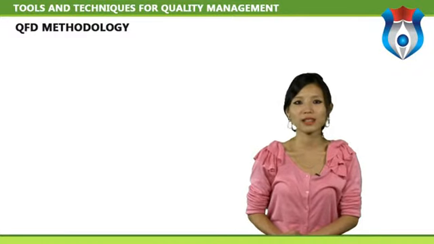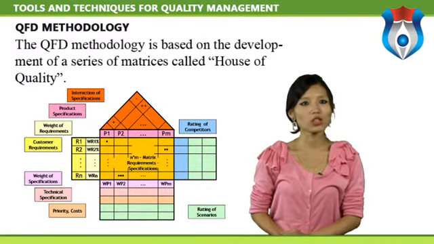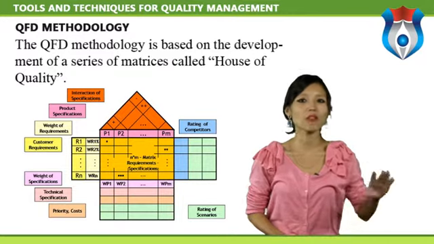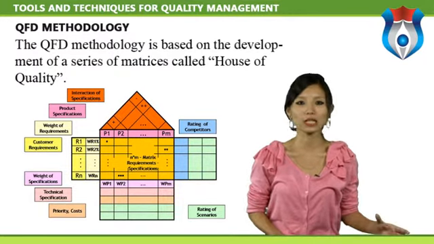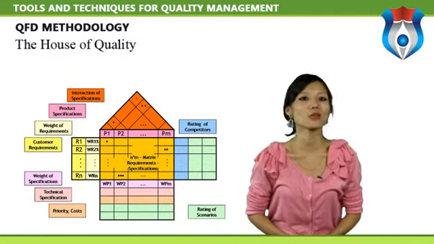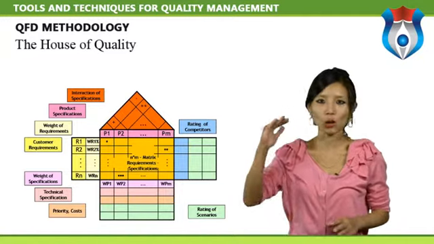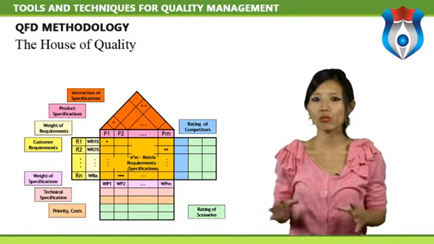Let us now discuss QFD methodology. The QFD methodology is based on the development of a series of matrices called the House of Quality. The structure of these matrices is the House of Quality. This matrix is called the House of Quality due to a roof-like structure on its top. This house can be divided into rooms.